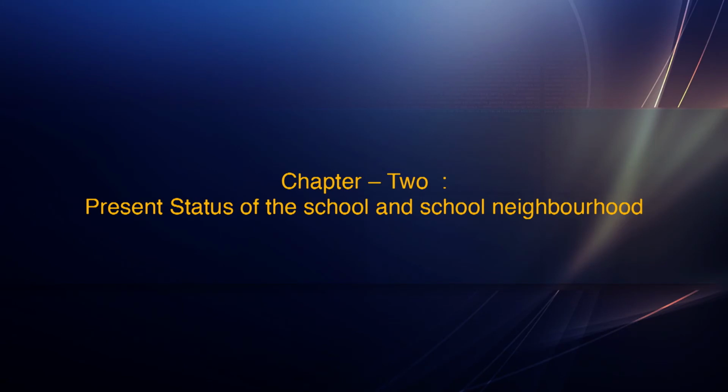Chapter 2, present status of the school and school neighborhood, for example, number of teachers available in the school, student enrollment, number of building blocks, toilets, separate girls toilet, drinking water connection, electricity connection, playground, number of classrooms available, condition of classrooms and other rooms, how much parents are involved in school activities, regularity and punctuality of teachers and students, availability of teaching learning materials or equipments, games materials, number of out of school children, students performance, etc.